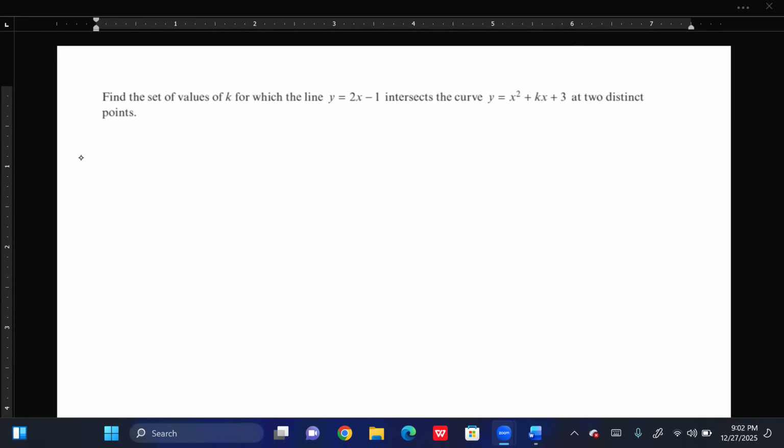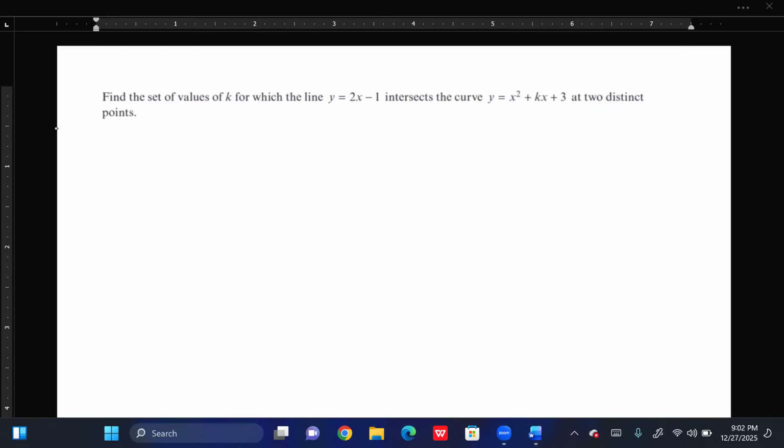Find the set of values of k for which the line 2x minus 1 intersects the curve at two distinct points. Okay, so first things first, think about this condition. Yes, they mention here two distinct points.